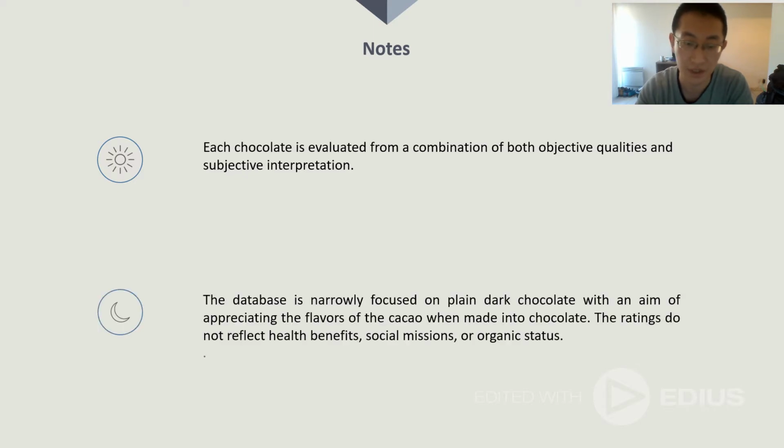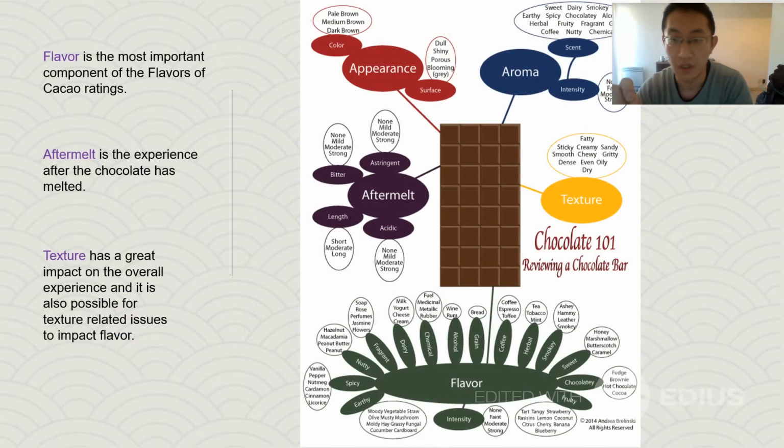The second point is that this database is narrowly focused on plain dark chocolate, with the aim of appreciating the flavors of the cocoa when made into chocolate. The ratings do not reflect health benefits, social missions, or organic status. This rating system has 5 criteria to obtain the final result.